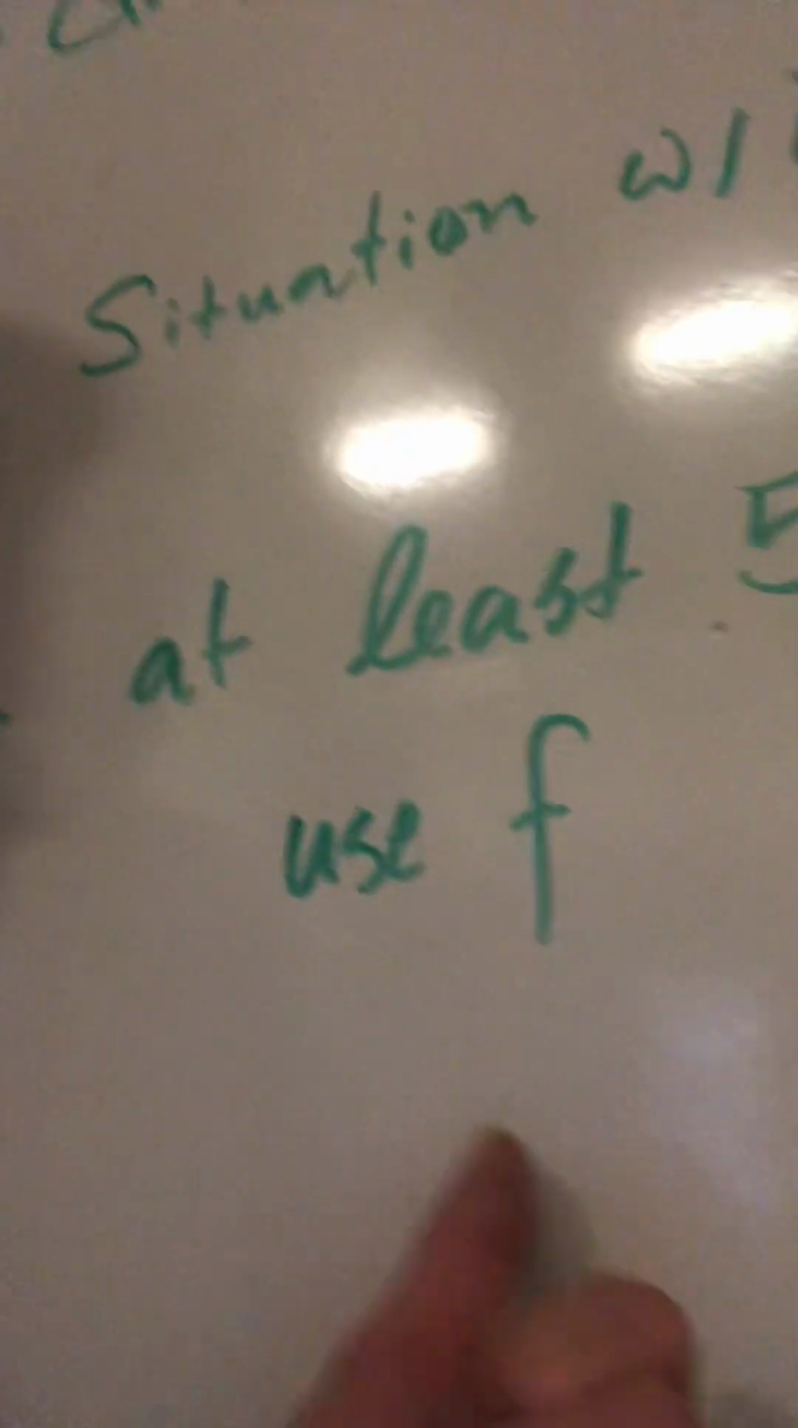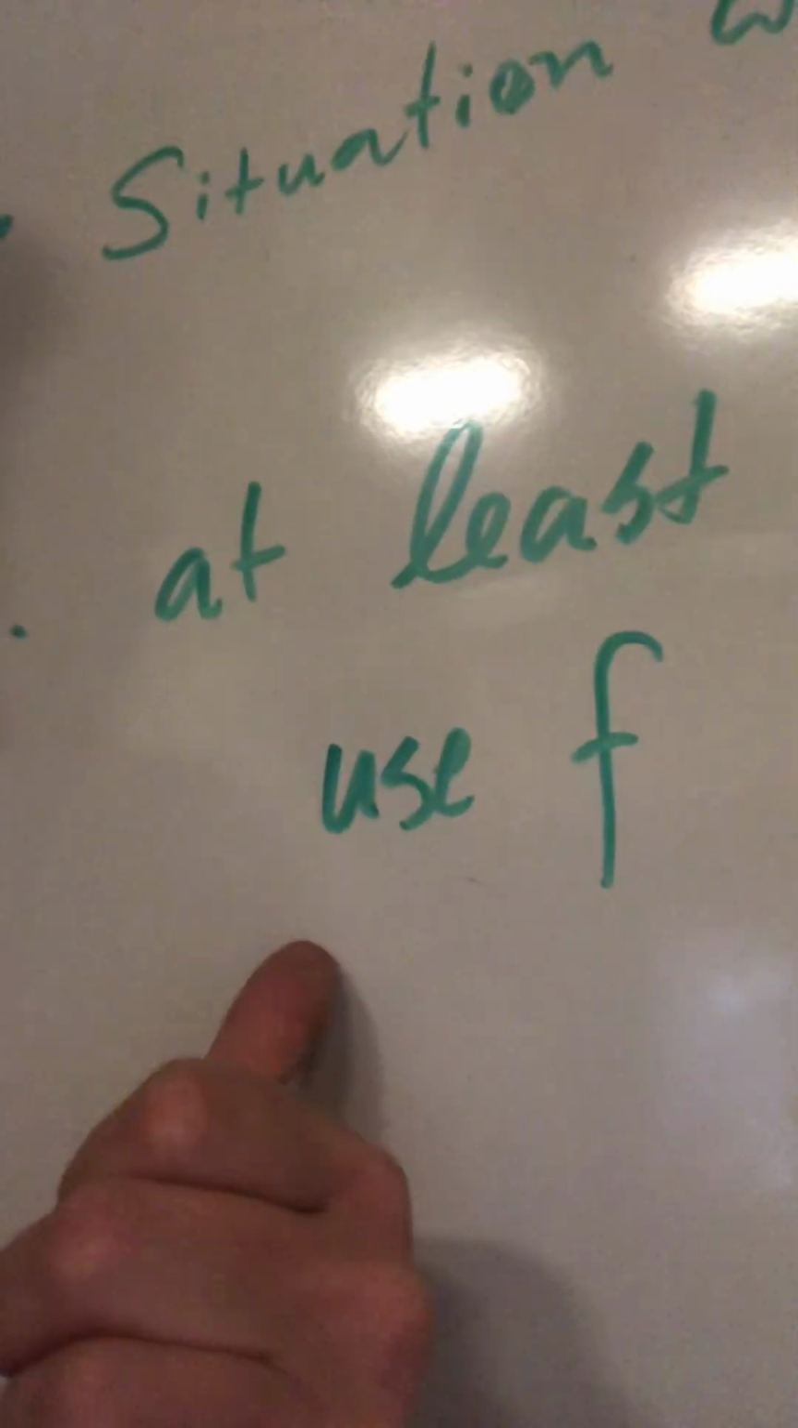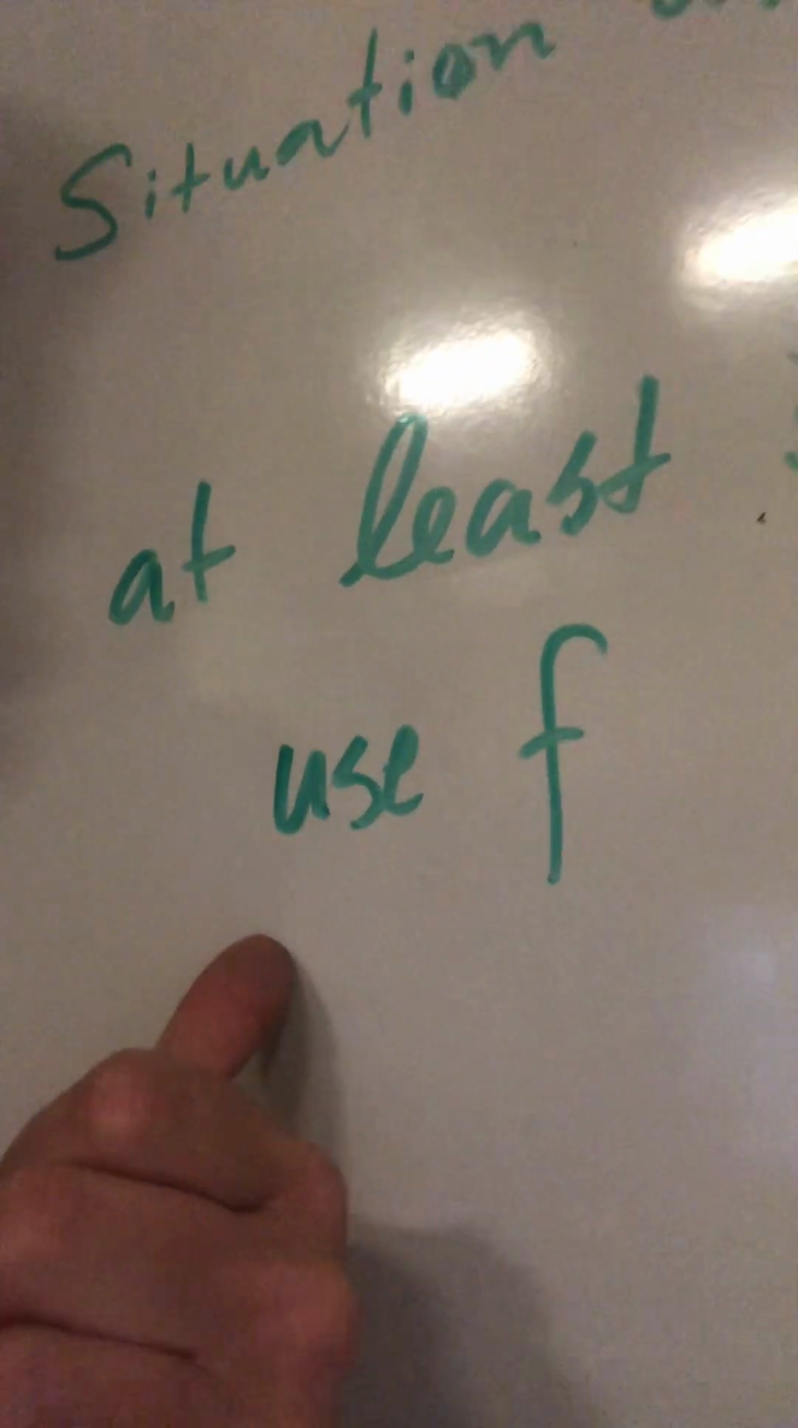36. Write the inequality for the situation. Something has at least 5 grams of fiber per serving. At least 5 grams of fiber per serving is the key we're looking at. That phrase, at least. And then they say to use F as the variable for your inequality.